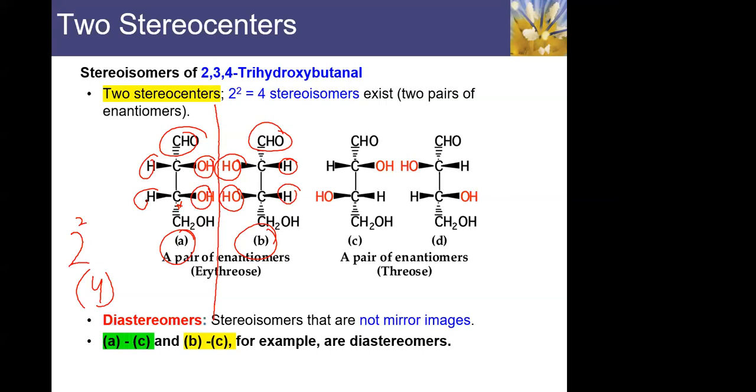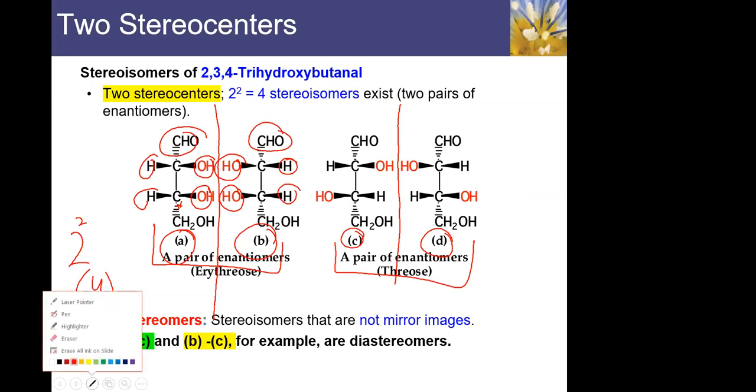What is the relationship between C and D? If I put a mirror in between, like this. Mirror images. Exactly. Again, mirror images. So C and D is my pair of enantiomers. A and B are my pair of enantiomers. Can I say that? Okay. Now, what else can I see in this diagram other than seeing enantiomers?